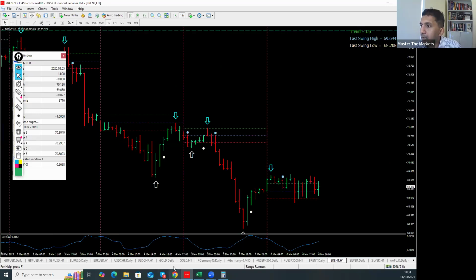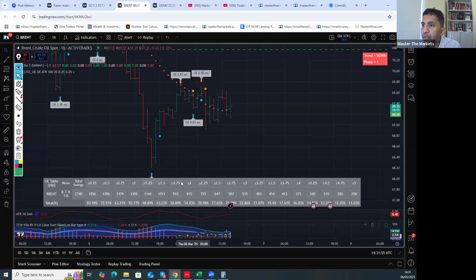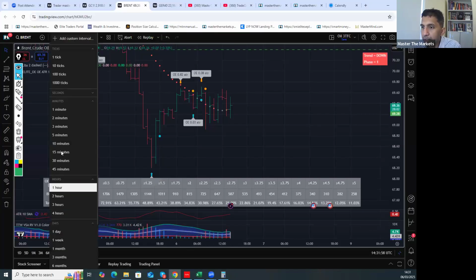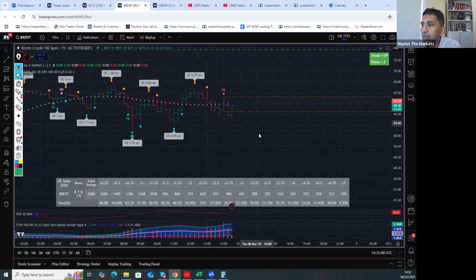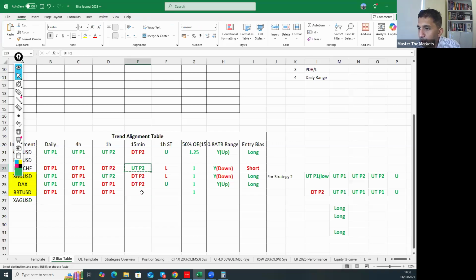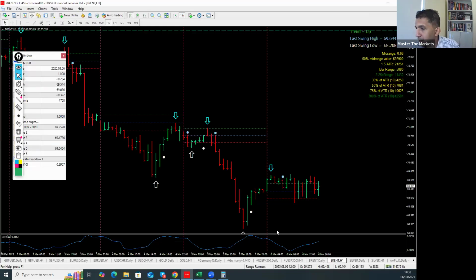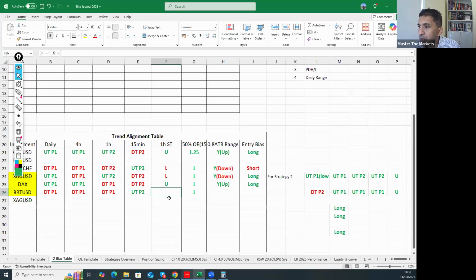Let me bring that up here. On Brent, on the 15-minute, let's take a look. That is your uptrend phase 2. It still hasn't taken that out yet. So there we go, uptrend phase 2. And then the stretch, let's take a look at the stretch levels. It's taken out both, isn't it? It's a bit of a consolidation at the moment, and the stretch is to both sides. Consolidation.